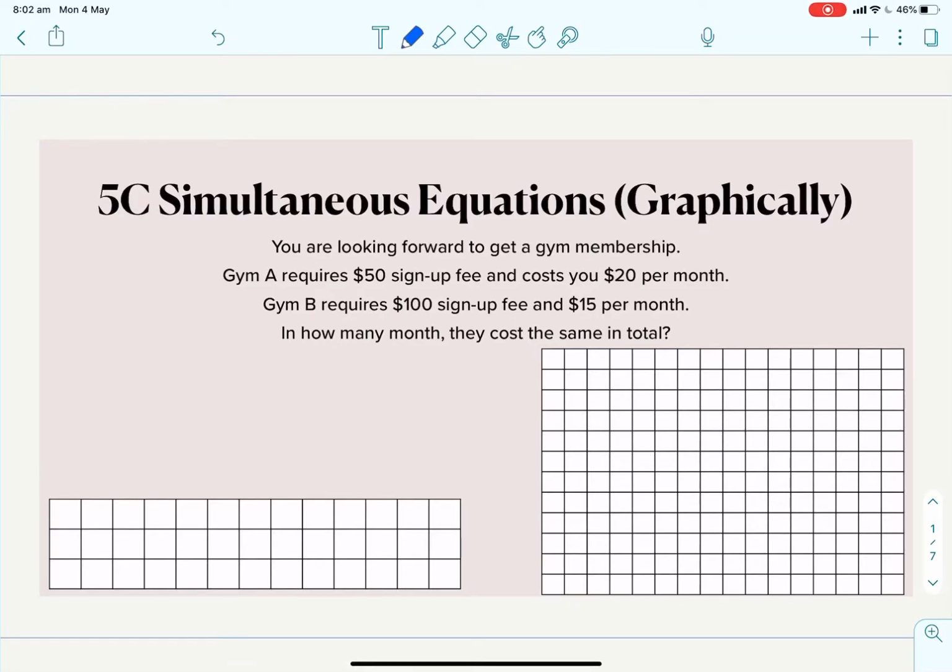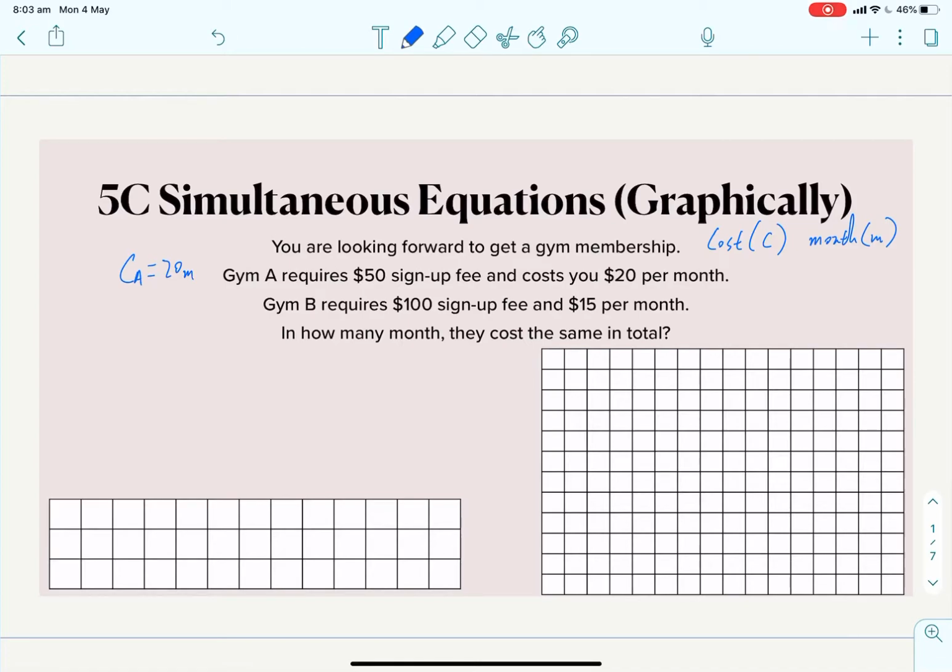So let's say we use C to represent the cost, and the time is per month, so let's use M to represent months. Okay, so the cost for A, I'll write it separately to separate those two. If you remember how to do simultaneous equations in 5B, we can quickly write out the equation using the information we got. Because it's per month, $20 per month, so it's 20M. So it's $20 times how many months?